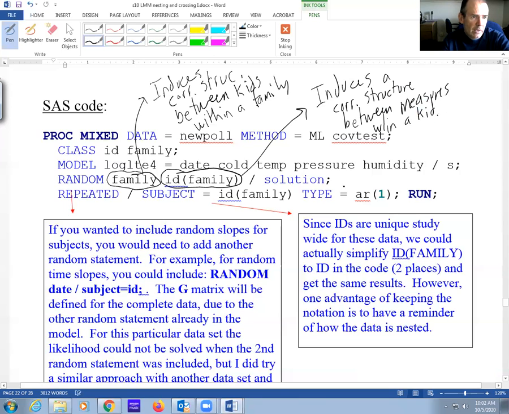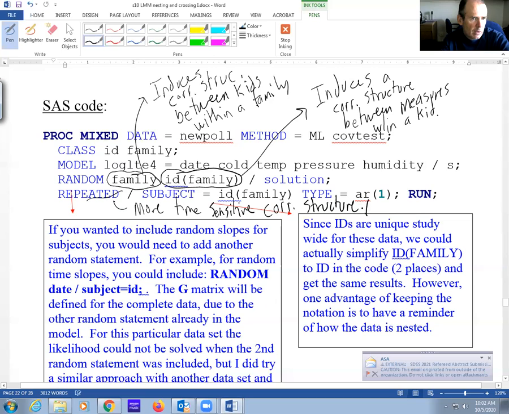So why would I include the repeated statement then, if this is true? You can specify then AR1. Yeah, which is better for longitudinal data, right? That's right. So this one is a more time sensitive correlation structure for repeated measures within kid.